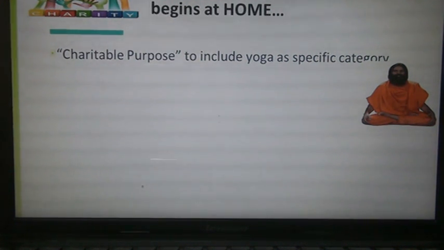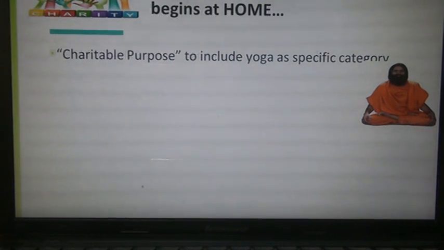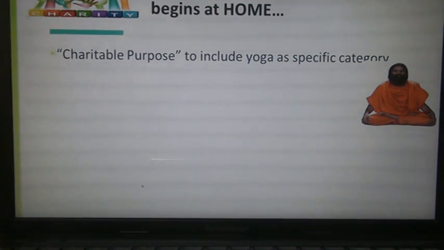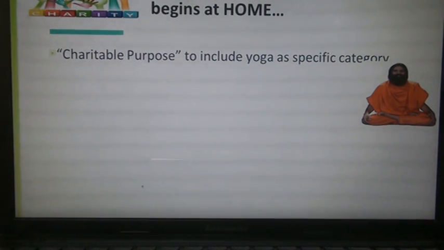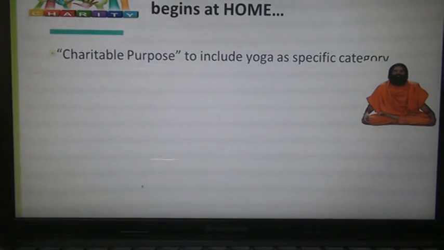The amendment of 2015 now includes yoga as a specific category within the meaning of the term charitable purpose. So it implies that any income which is generated from providing coaching of yoga or conducting classes or any camps, etc. related to yoga and yogic healing will now be exempt, as they will be covered by the meaning of the term charitable purpose. Of course, the exemption will be subject to fulfillment of other conditions as applied to a charitable trust.